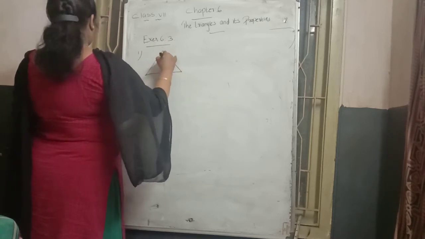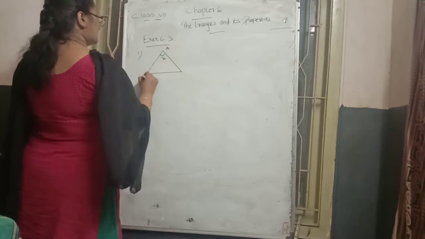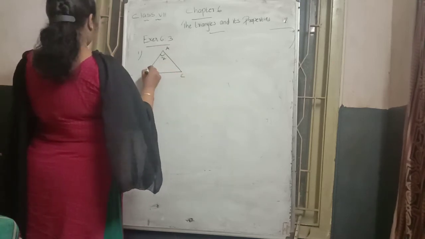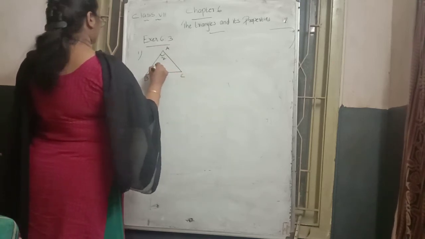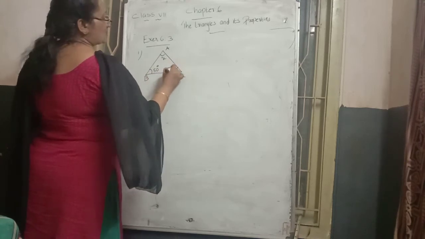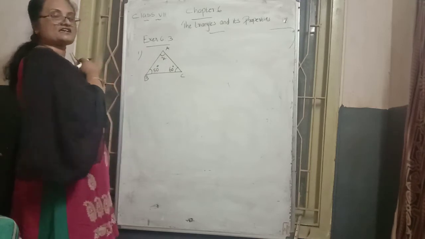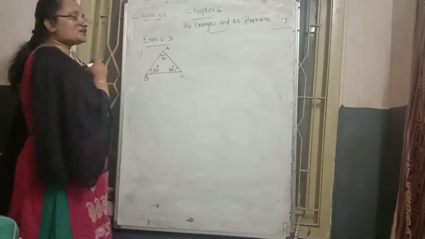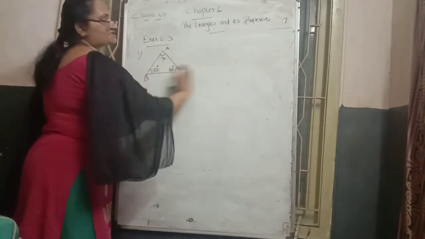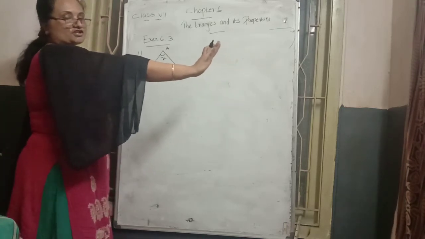They mark it as X. Here A, B, C, the alphabets are already there. They have given 50 degrees and 60 degrees in the diagram. What they ask you is to find this angle A, that means this angle X. So here the BC side is not extended to the outside.